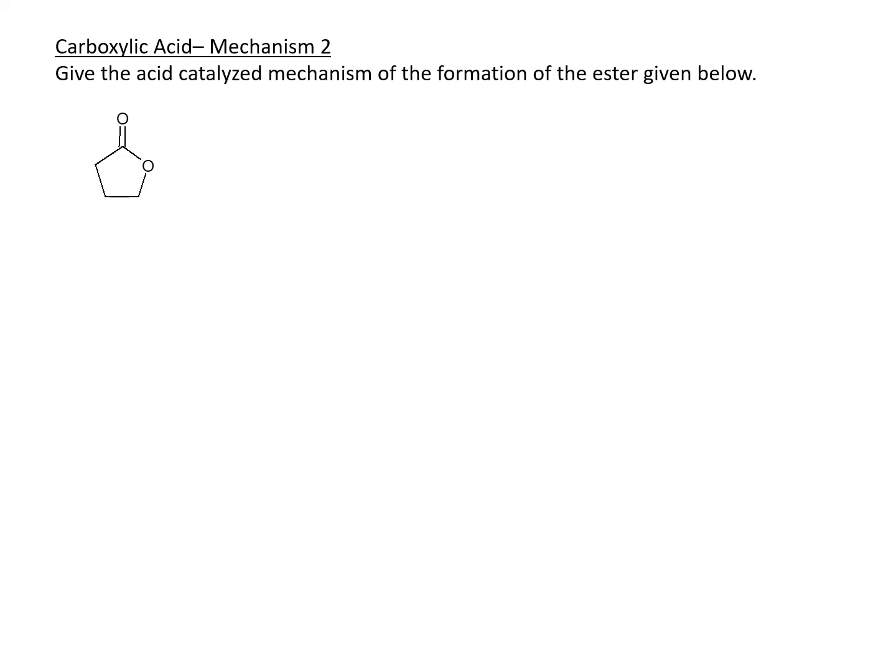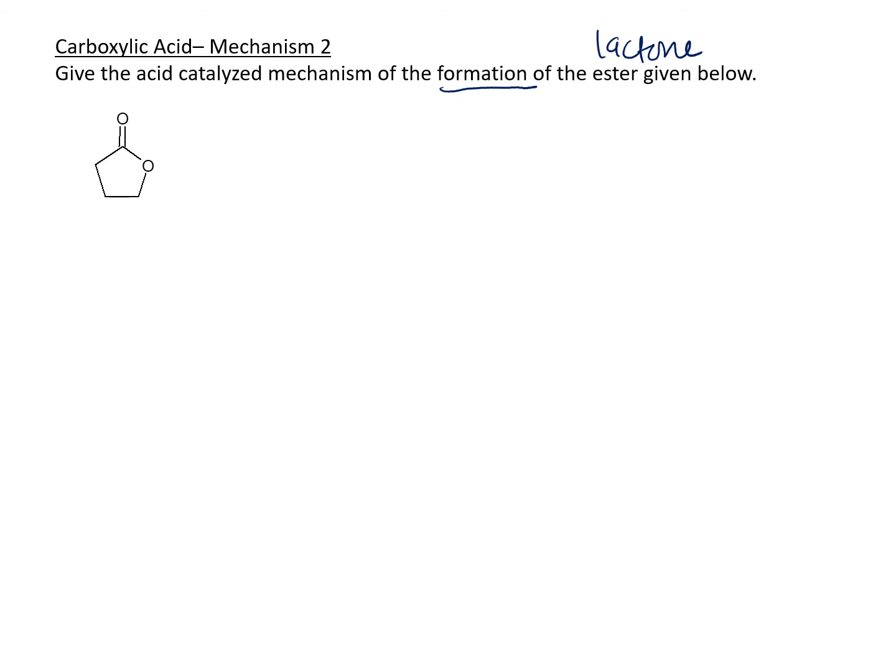Give the acid catalyzed mechanism for the formation of the ester given below. So this is the product. Which means we need to figure out what the starting material is for us to get started. Now looking at this ester, a cyclic ester is called a lactone, right? So we can also call it a lactone. So same thing. All right, and so this is a lactone.